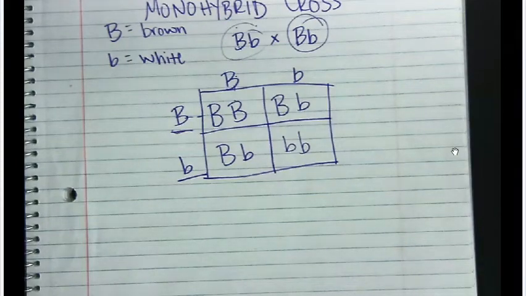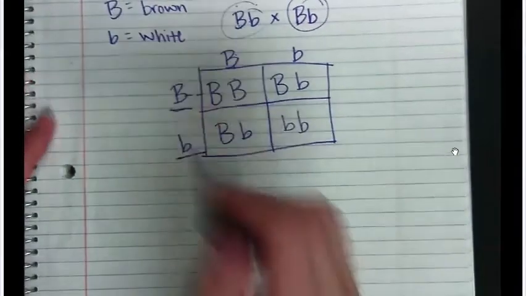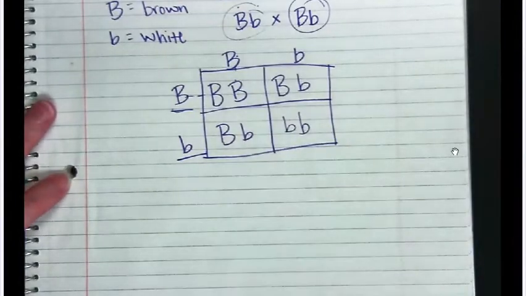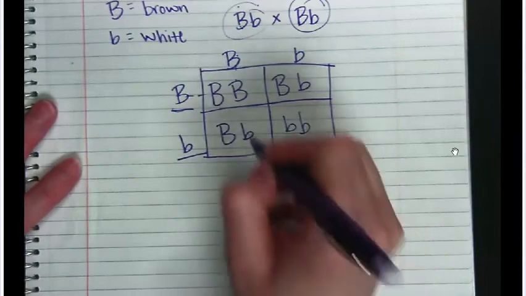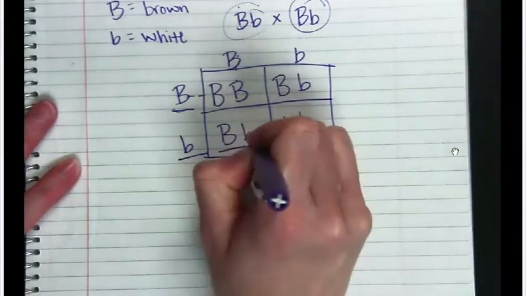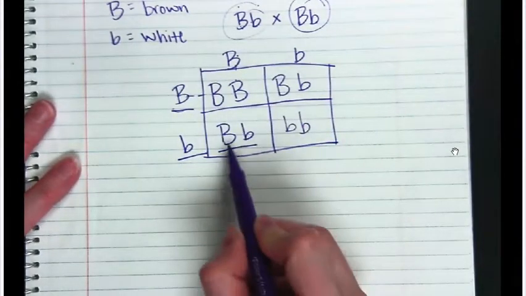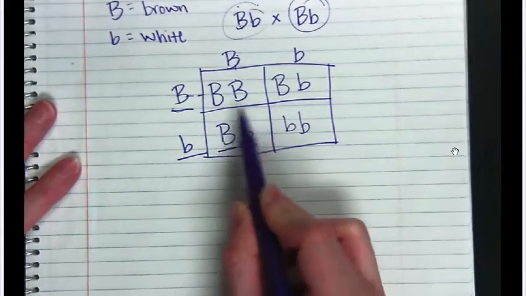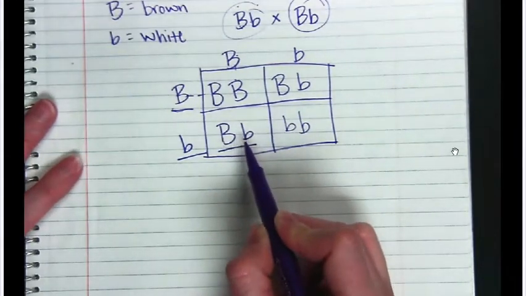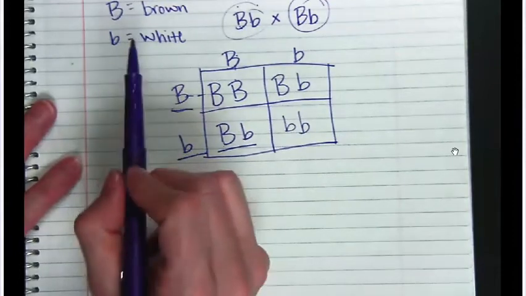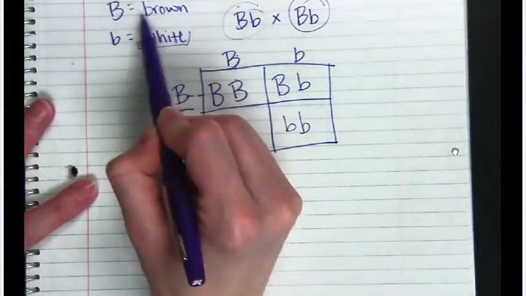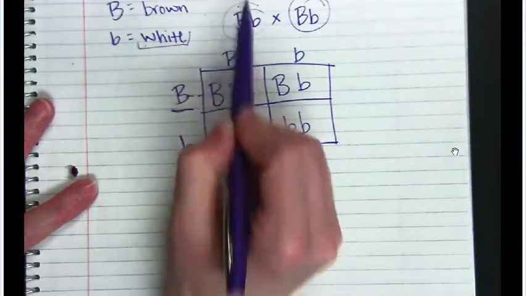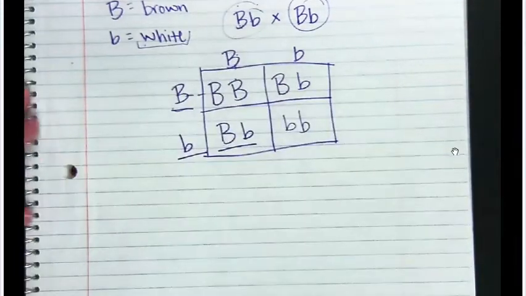What we need to determine is what our genotypic and phenotypic ratios are. Just as a reminder, the genotype is the actual genes of the organism. So these letters here represent the genotype of the organism. And the phenotype is the actual physical characteristics. So brown or white, the physical characteristics.